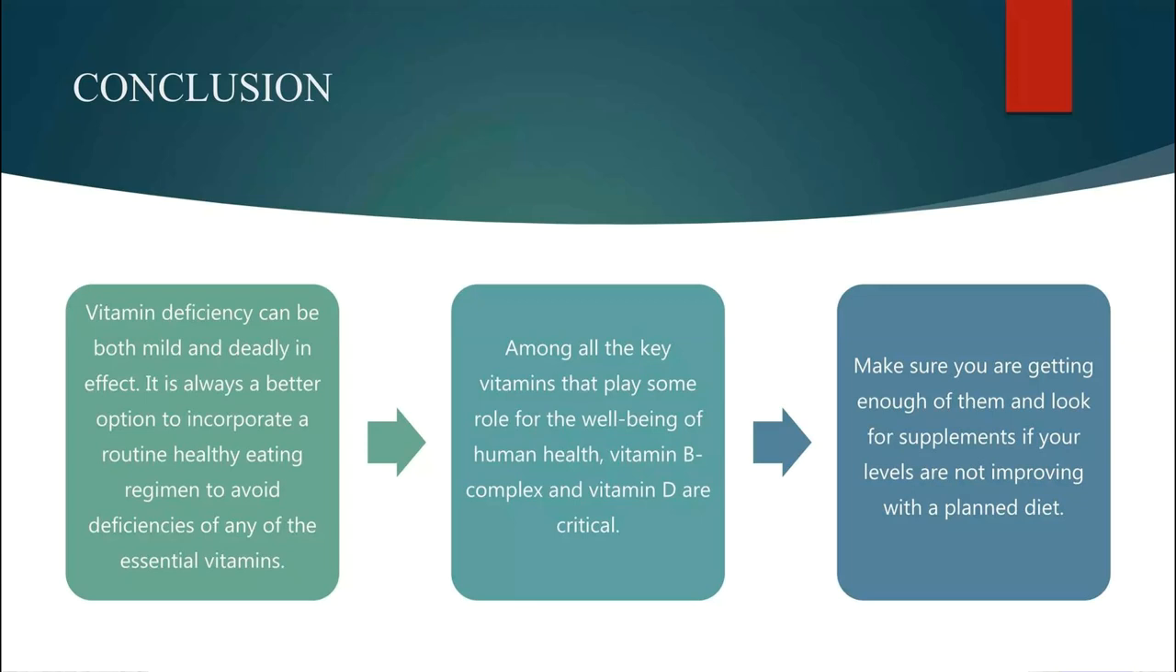Finally, we have reached the conclusion that vitamin deficiency can be both mild and severe. It is always a better option to incorporate a routine, healthy eating regimen to avoid all these things. Among all the key vitamins that play a role in well-being are the vitamin B complex, and also vitamin D is very crucial. So one needs to make sure that enough of them are taken as supplements.